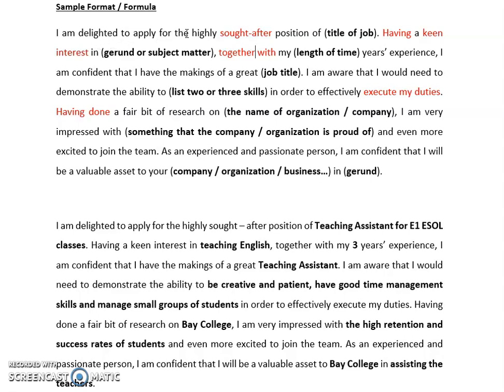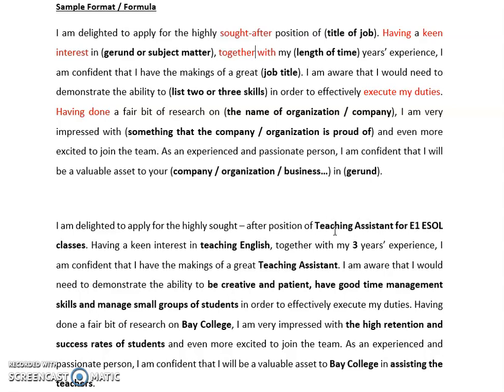So the black writing stays the same. The red is the vocabulary that I would recommend you use. Now, the sections in brackets, these are the sections that you need to change depending on which job you're applying to. Okay? And these are the sections that you will see here in my answer I have written in bold.